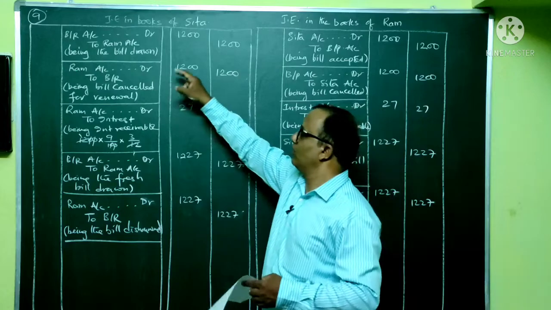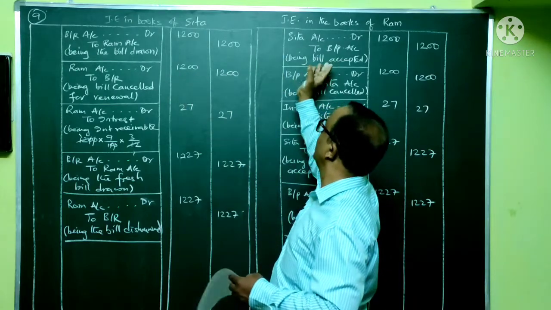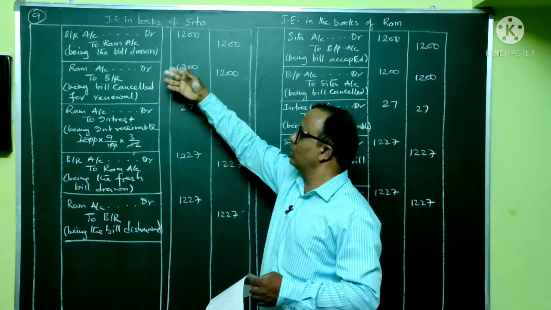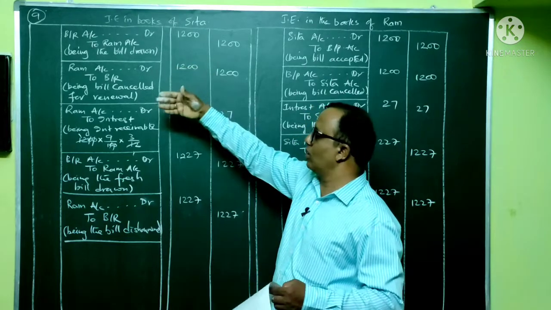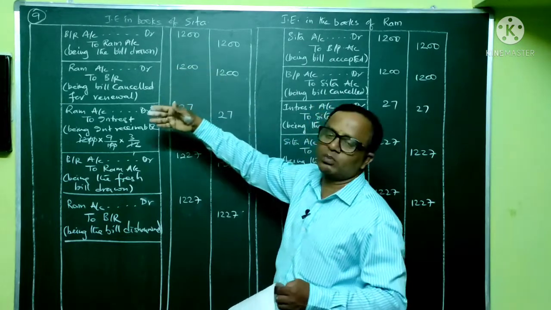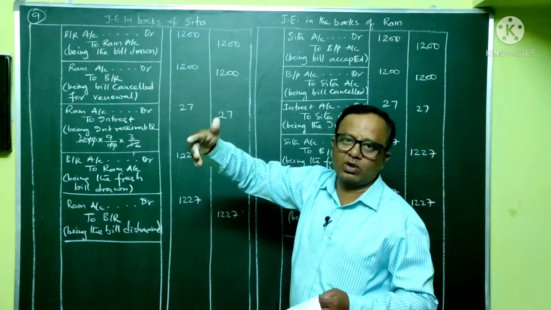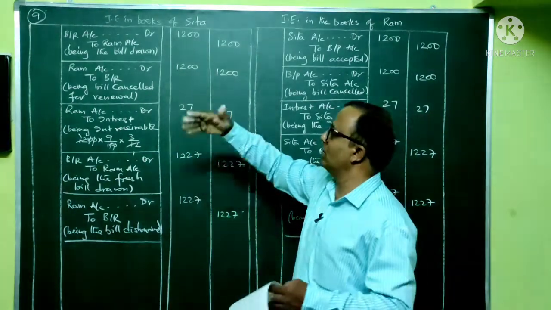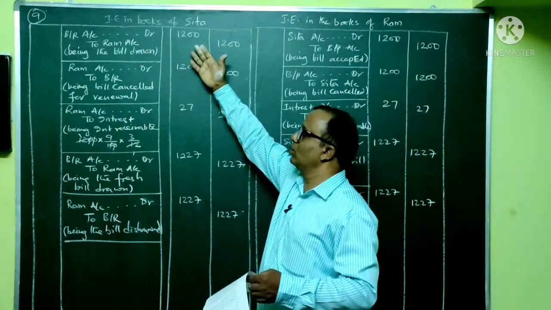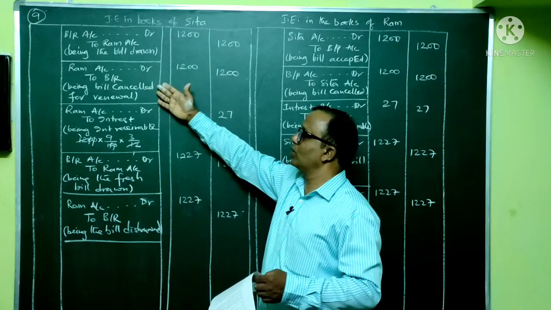Then before the due date, Ram came and said, okay, in place of this particular bill, draw a fresh bill along with interest at 9% per annum for 3 months. Okay, he is asking to renew the bill. So at that time, we should cancel this original bill. For that purpose, you write this dishonor entry.